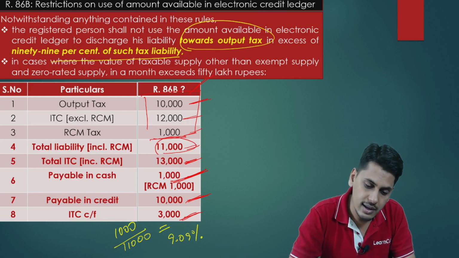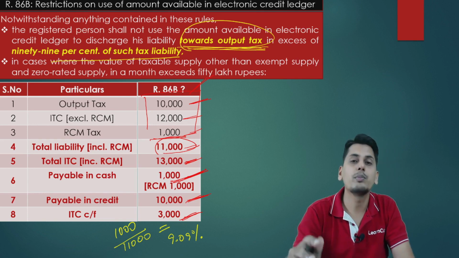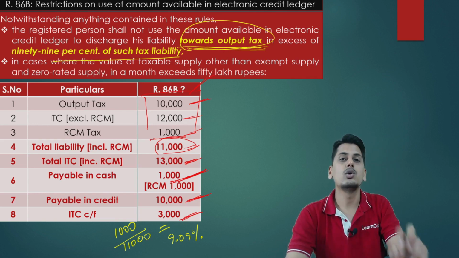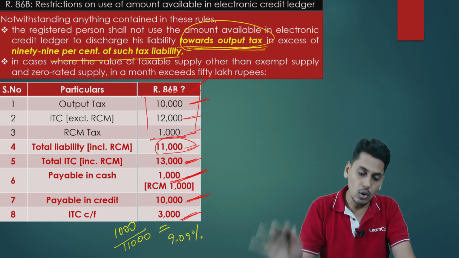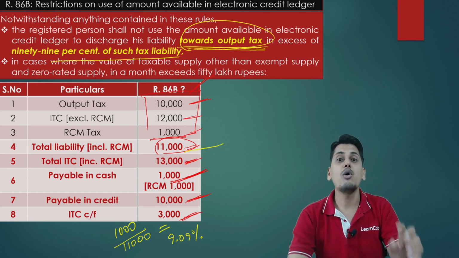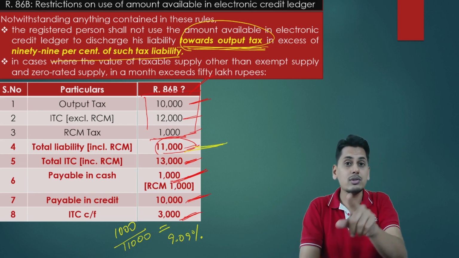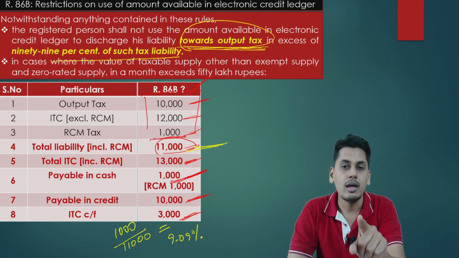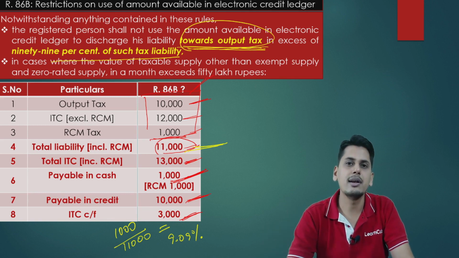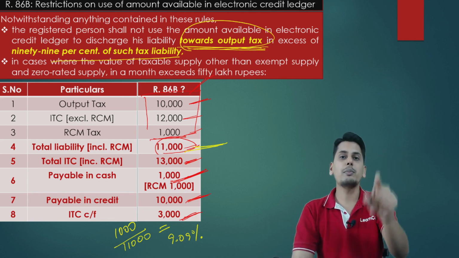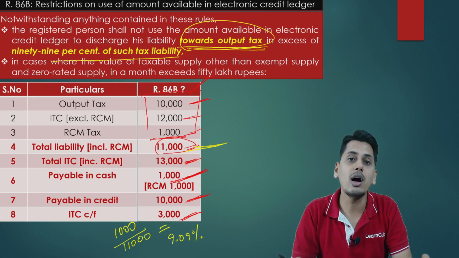Friends, please concentrate. It doesn't use the wording total liability. It uses the wording output tax. Now friends, in this example, how much is the total liability? Total liability including RCM is 11,000. But how much is the output tax? Out of this 11,000, 1,000 is towards RCM, and as you all know, RCM liability is not an output tax liability. In fact, you are paying RCM taxes for the inward supplies which are being received. It is not at all an output tax.